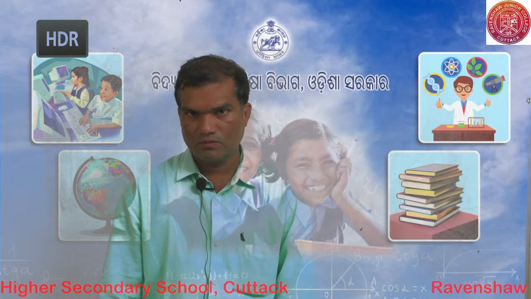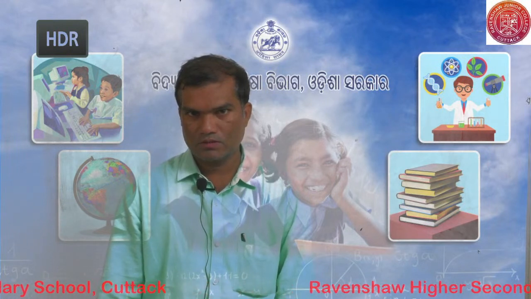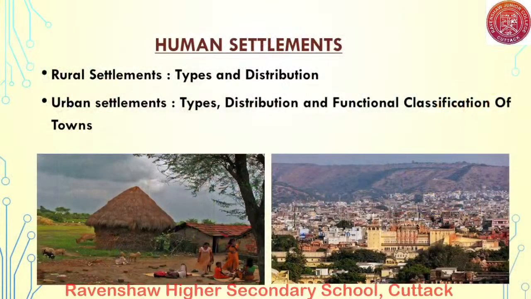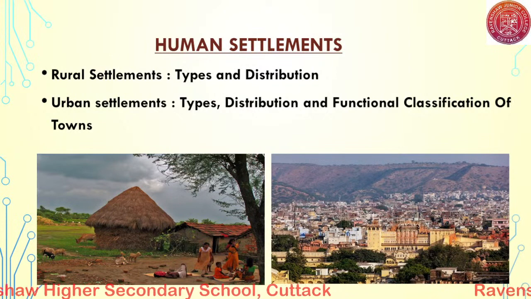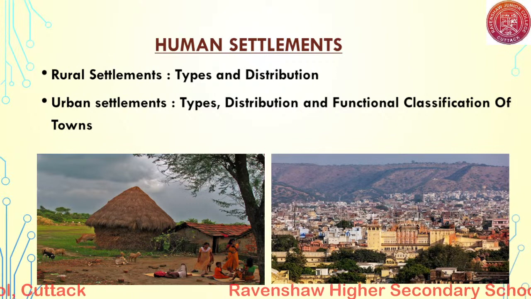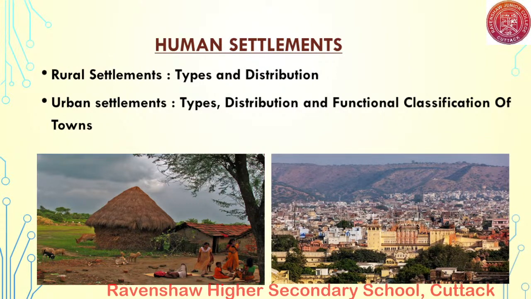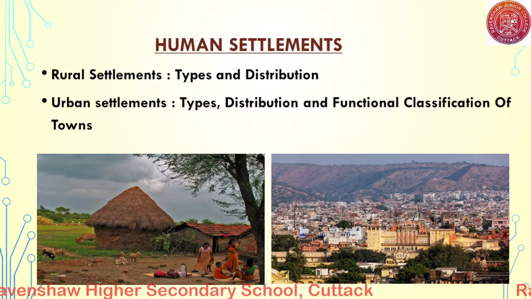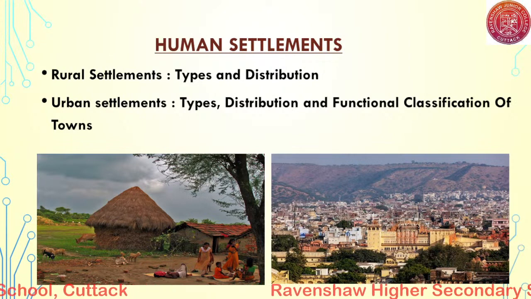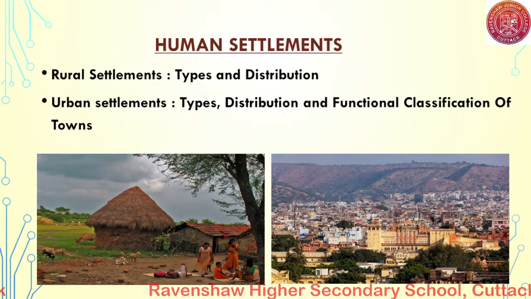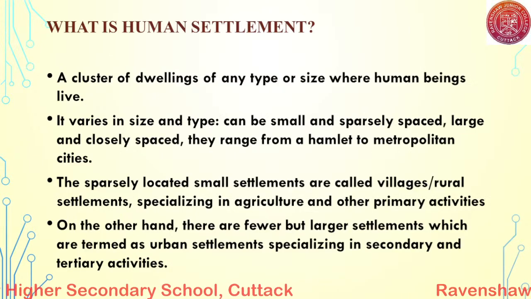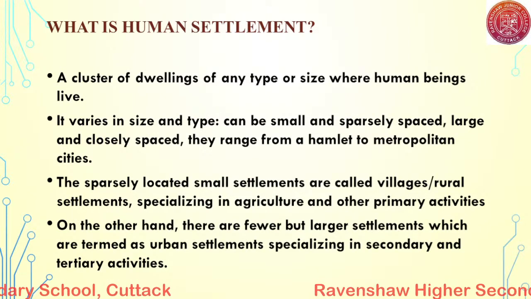Today, we will start and discuss human settlements. And first of all, we should have an idea about the settlement. What is the settlement? Settlement is the cluster of dwellings or cluster of houses of any type or any size where human beings live in. Without the existence of human beings in the cluster of houses, that is not called settlement. When the people live in the cluster of houses, then that is called the settlement, human settlement.